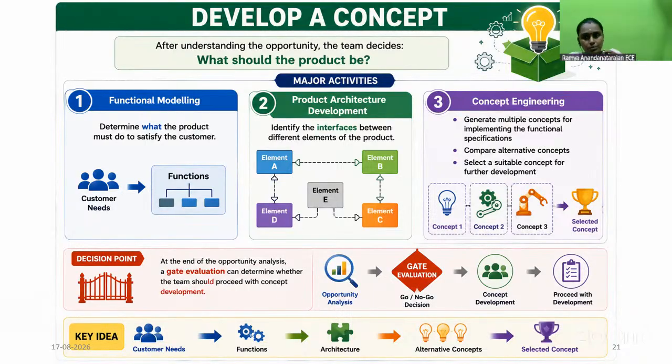Then you have to go for concept engineering, that is you generate multiple concepts for implementing the functional specifications, compare the alternative concepts, select a suitable concept for further development. That is, you have 3 concepts here, you choose the best one based on the need and then proceed with that concept. So at the end of opportunity analysis, a gate evaluation can determine whether the team should proceed with the concept development. So you do the opportunity analysis, then after gate evaluation, that is go no go decision, you go for concept development, then you proceed with the development.